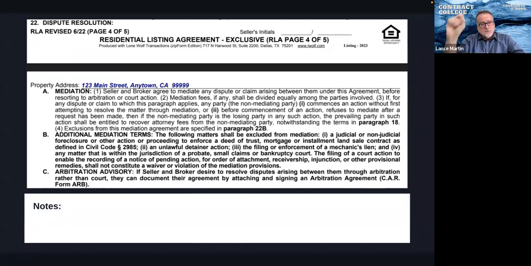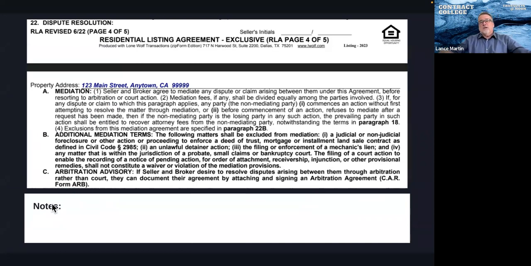Okay, so this is between seller and brokerage. If there's a problem, we are agreeing in advance to mediate. You cannot sue me. I cannot sue you unless we agree to mediate first. Okay, mediation is not binding.